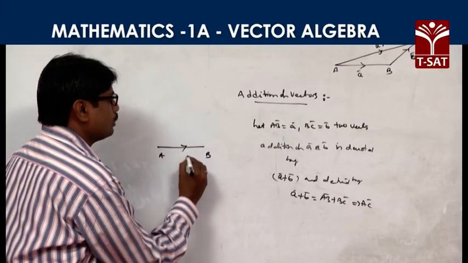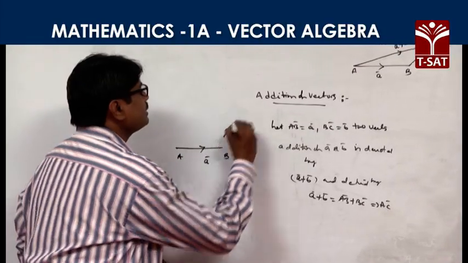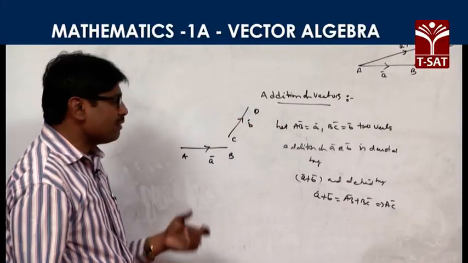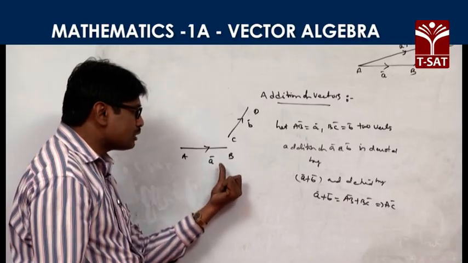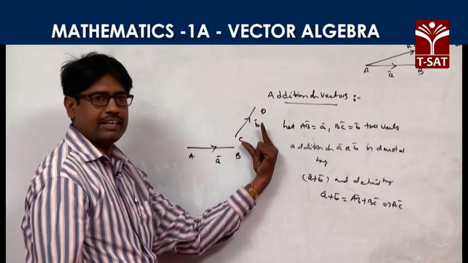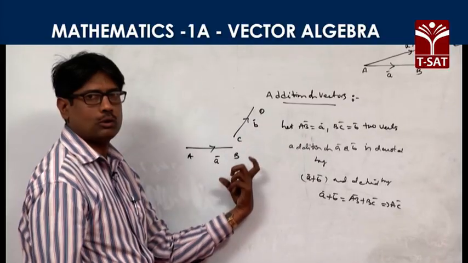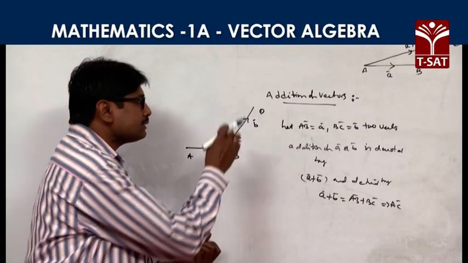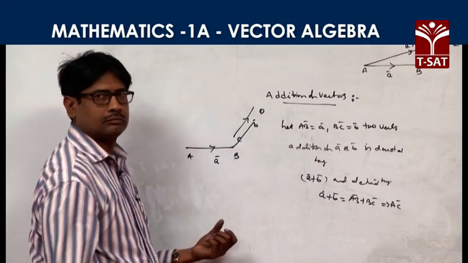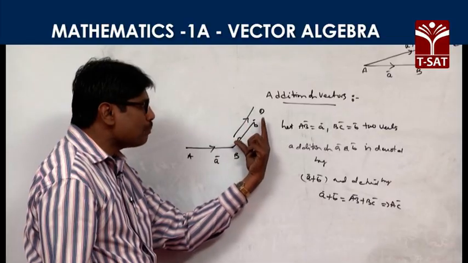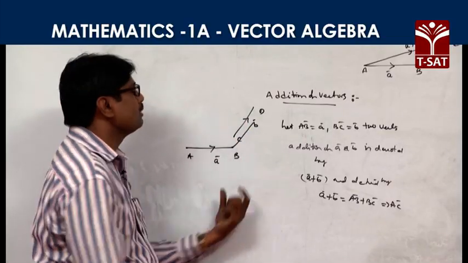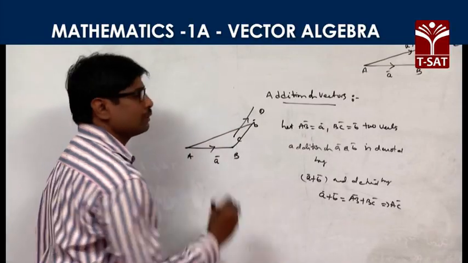AB bar is equal to A bar, CD bar is equal to some B bar. Here we noticed that the first vector's terminal point is not coincident with the second vector's initial point. How to add these types of vectors? Draw its equivalent vector here. The CD bar equivalent vector we have drawn at the point of the B bar. Now the addition is possible.